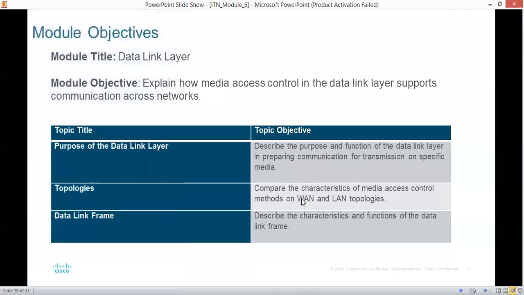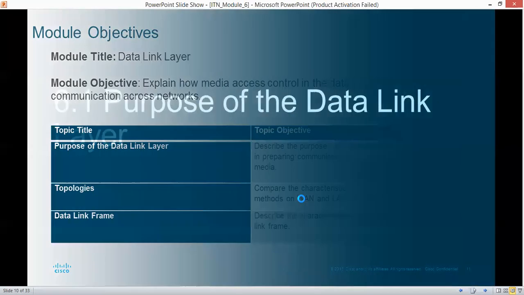Who can tell me which layer is the data link layer? Layer 2. Okay, it's layer 2. Yes.